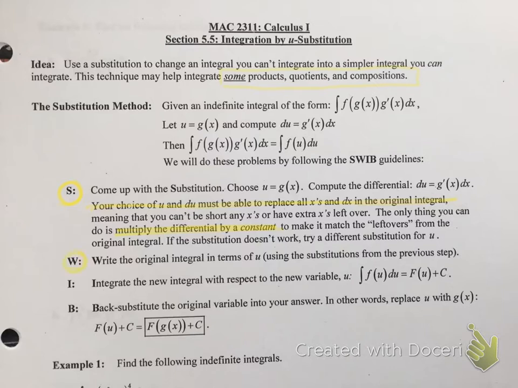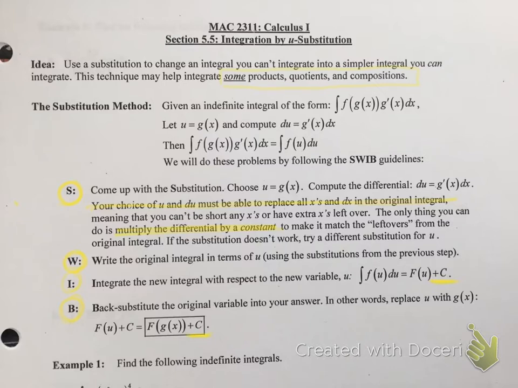The next step is to write the original integral in terms of u by using the substitution from the previous step. Then we integrate the new integral with respect to the new variable u, so the integral of the function of u du equals f of u plus c. Once you've integrated, your last step is to back substitute. Whatever u is, you replace it back into the original function, and don't forget the plus c.